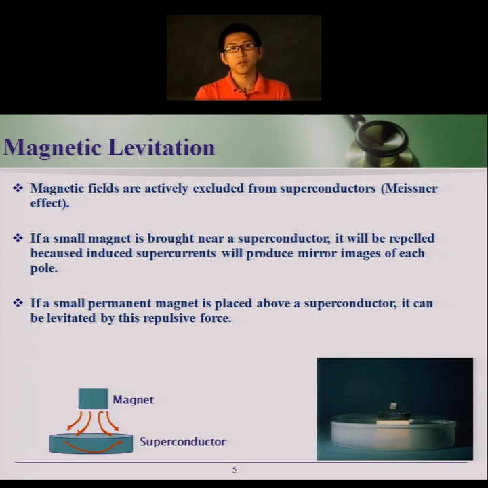The next feature of the superconductor is magnetic levitation. Magnetic fields are actively excluded from superconductors. That's the Meissner effect we talked about before. If a small magnet is brought near a superconductor, it will be repelled because induced supercurrents will produce a mirror image of the magnet's pole. So if a small permanent magnet is placed above a superconductor, it can be levitated by this repulsive force, as the picture shows below.